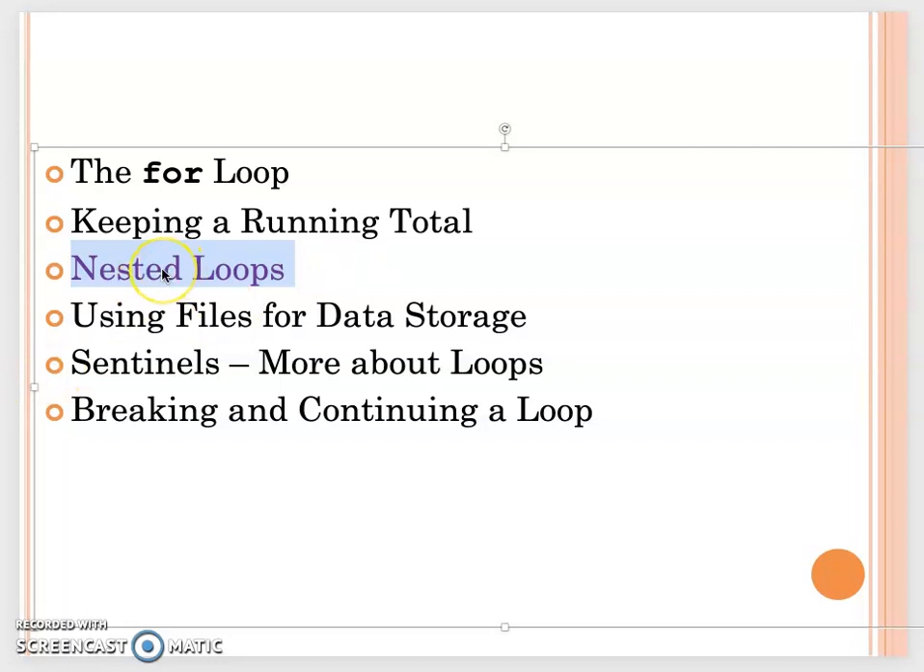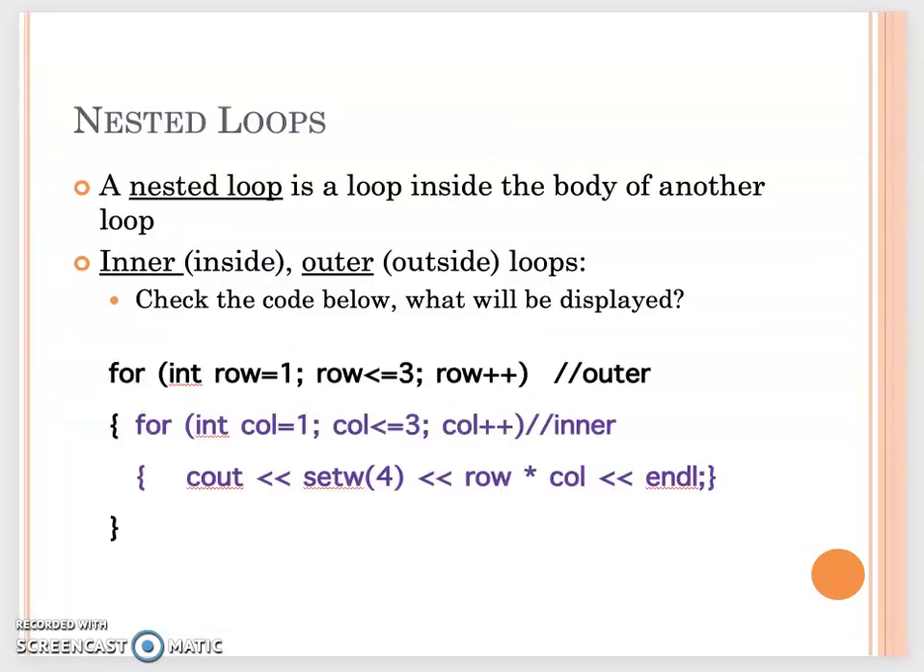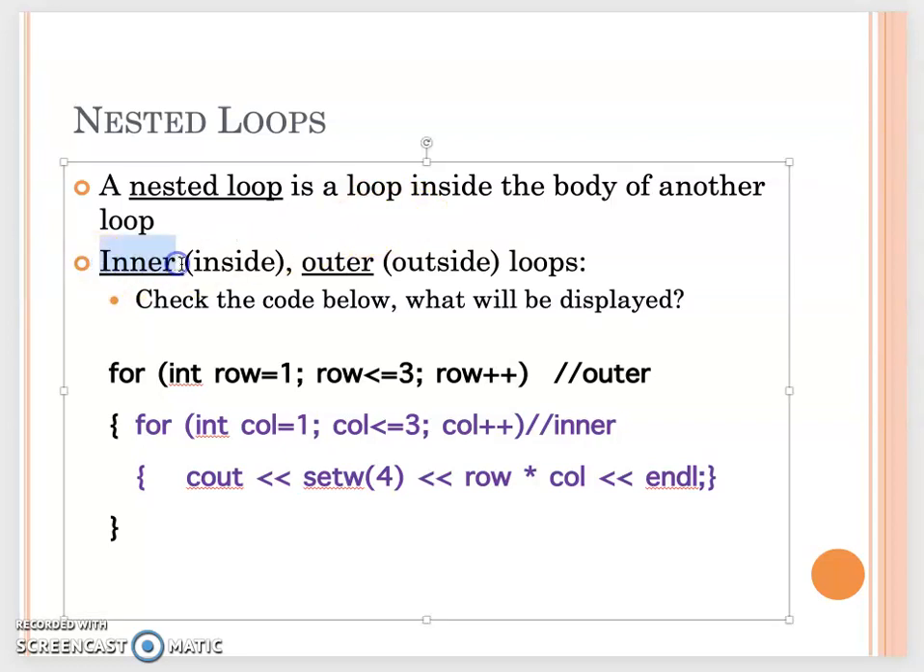So a nested loop actually means you have one loop inside another loop. In assignment 6, you have a do while loop, then inside it you have another while loop. So that's what we call the nested loop. A nested loop is a loop inside the body of another loop. Usually we call the loop inside the inner loop, and the loop outside the outer loop.